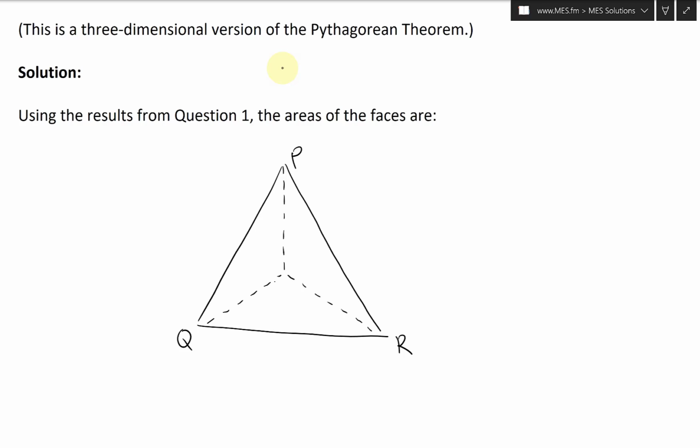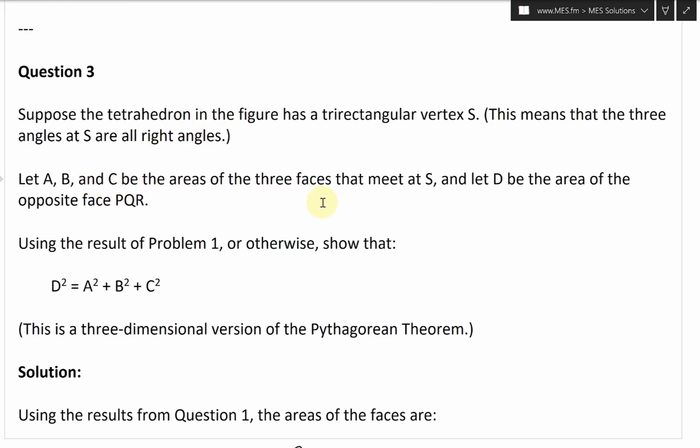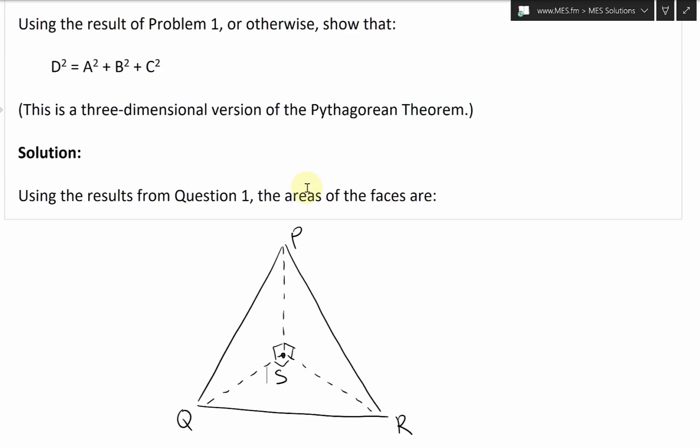And these are all right angles. This is at S, like that. And this is at S, so it's a tri-rectangle, the 90 degrees. So that's S there. And now the areas A, B, C are the areas of the three faces that meet at S. So the three faces are right here.